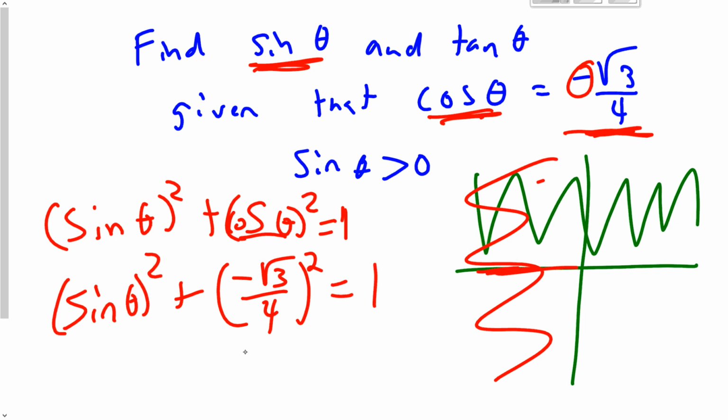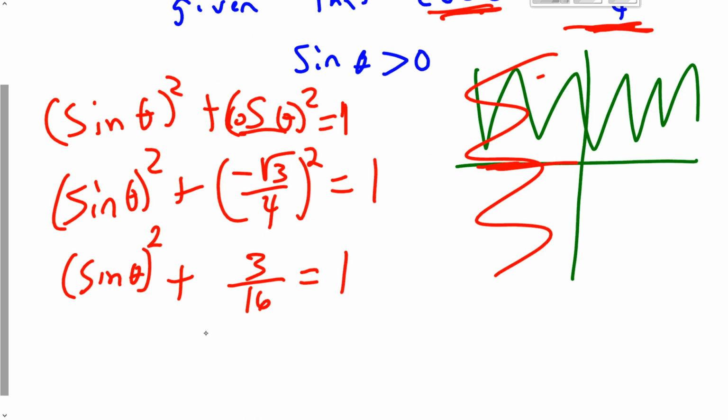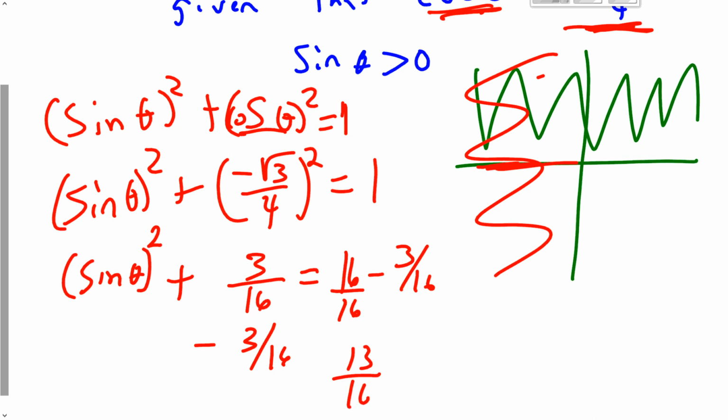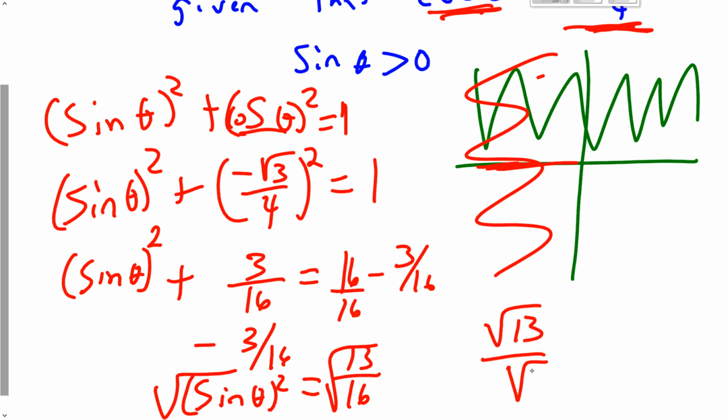Okay, so then we can square that, and we get a positive, right? Negative times negative is positive. Square root 3 times square root 3 is 3, and 4 times 4 is 16. Then we can subtract 3 over 16, that'd be 16 over 16 here, so we get 13 over 16 equals sine of theta squared. Now we can square root both sides, so square root the top, square root the bottom. So sine of theta equals root 13 over root 16. Square root of 16 is 4.